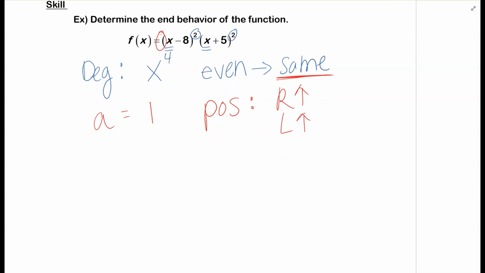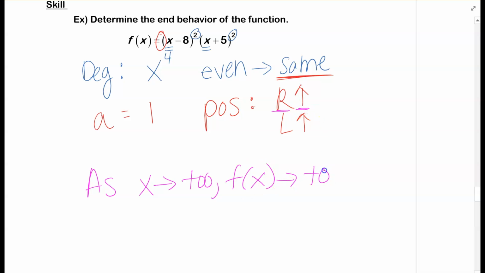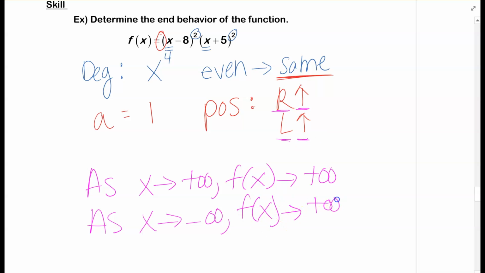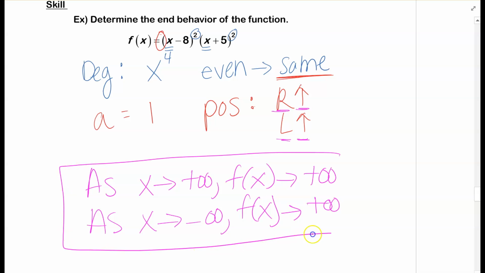And then for my end behavior, as x approaches the right side, which is positive, the function f of x approaches upwards, which is positive, and as x approaches the left, which is negative, the function approaches upwards, so it's positive. So that is my end behavior. Okay.